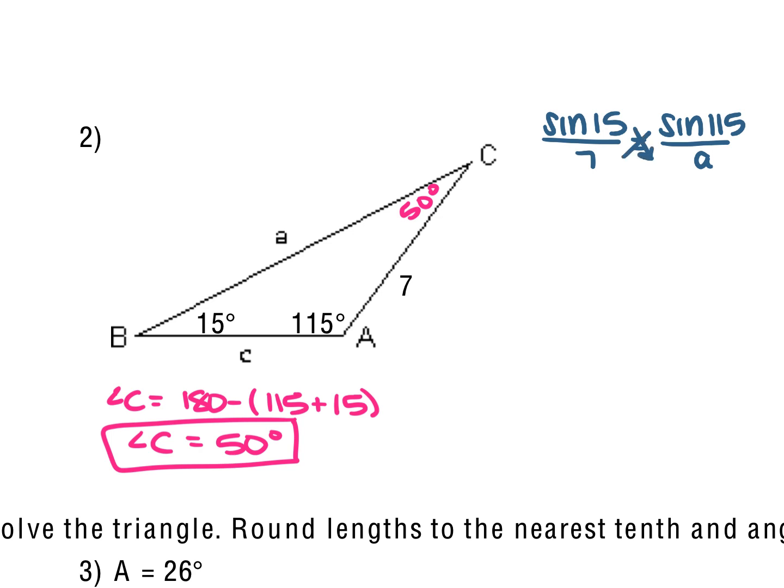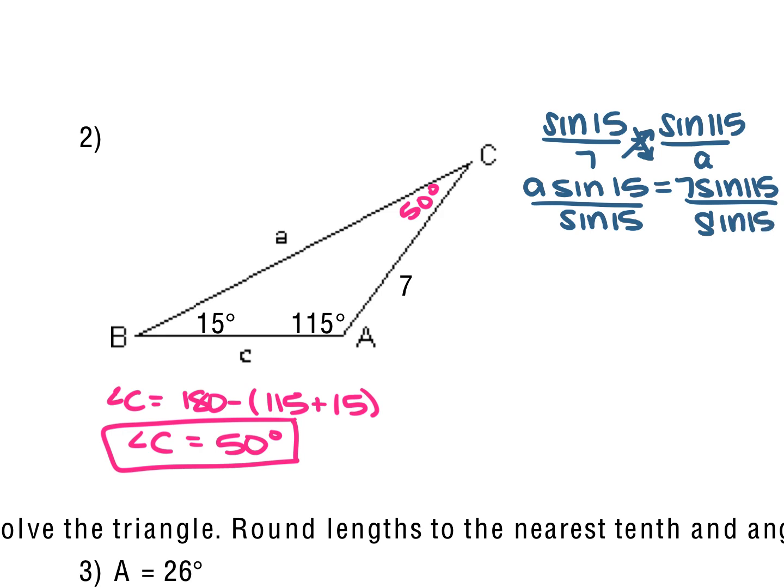We're going to cross multiply with these, so that's going to give us A times sine 15 is equal to 7 sine 115. Divide each side by the sine of 15. Use your calculator. You have 7 sine 115 divided by sine 15. That gives you 24.5 for A.